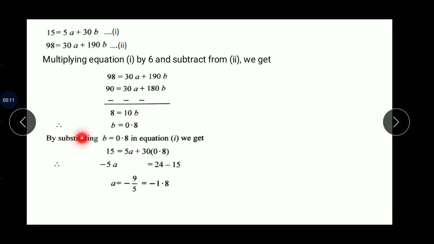Now substituting the value of b = 0.8 in equation 1, we put the value of b in the first equation, and after putting it we get a = -1.8. So we get the values of a and b. We'll put back the values of a and b in this equation and we get the regression equation of y on x. Okay, this is the regression equation of y on x.